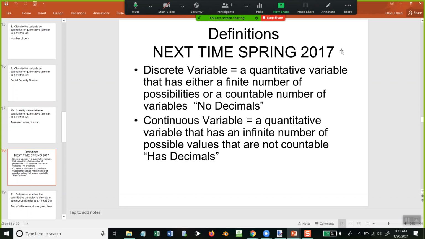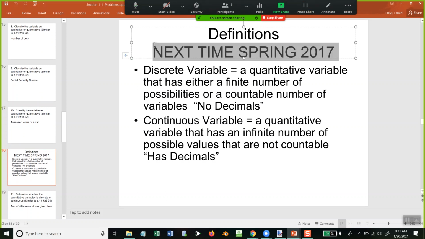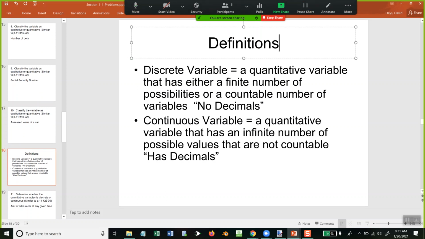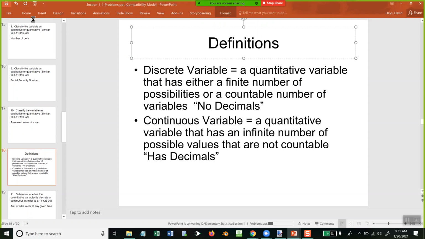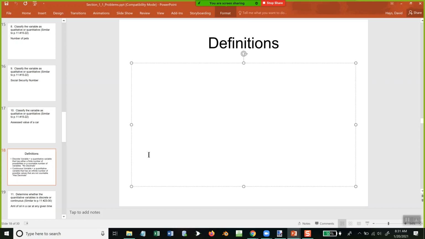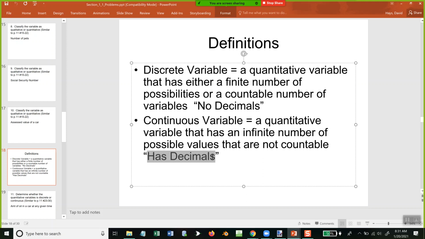Now we got two other definitions here. Discrete and continuous. This refers to quantitative variables, numbers. Discrete means there's no decimals. The key part of continuous is it has decimals, or potentially could have decimals. It's kind of confusing which one's which, but go look for decimals when you're doing that. If you get them wrong, no big stress. I don't put definitions on tests anyway.